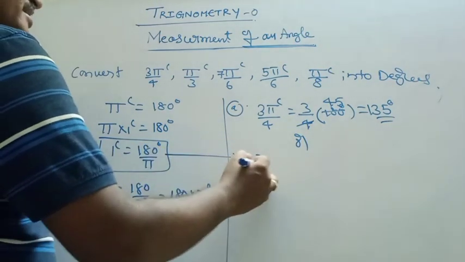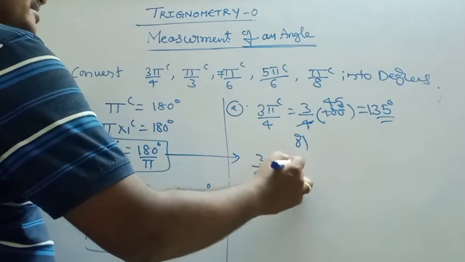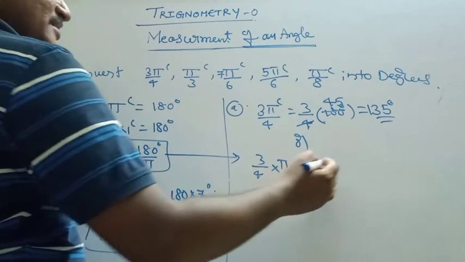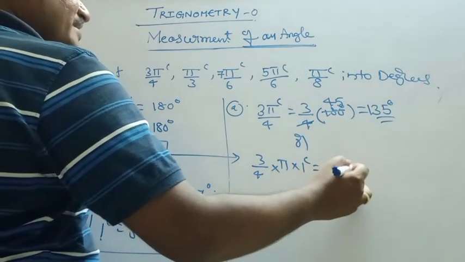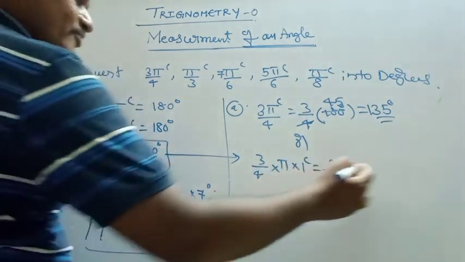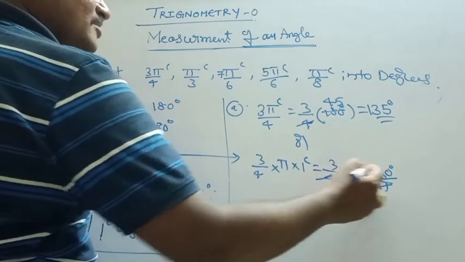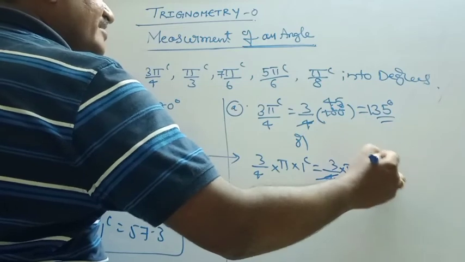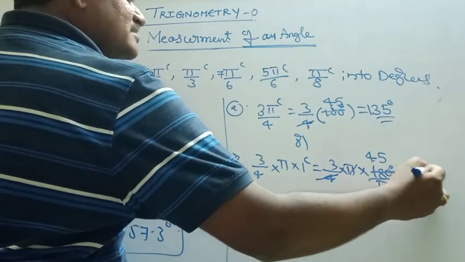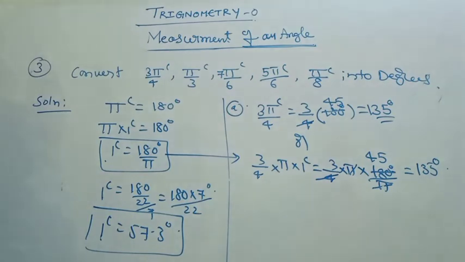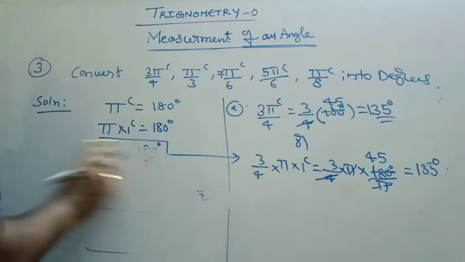this one. 3 by 4 into pi into 1 radian. We can write 3 pi by 4 radians as 3 by 4 into pi into 1 radian, and we have written it as 180 degrees by pi. Now here also pi will cancel. 4 ones are 4, 45 degrees, and this becomes 135 degrees. You can convert radians into degrees beautifully like this.